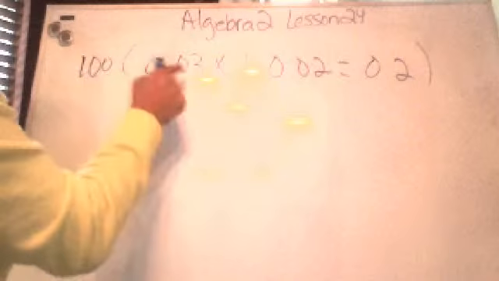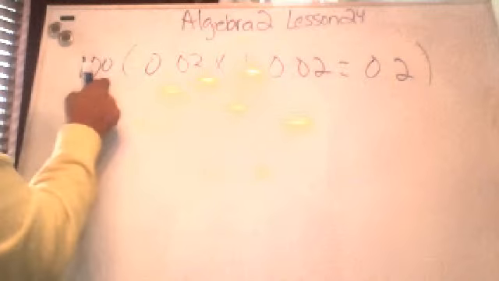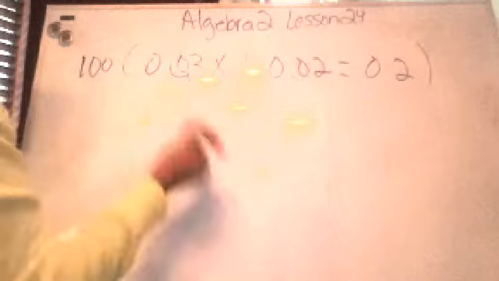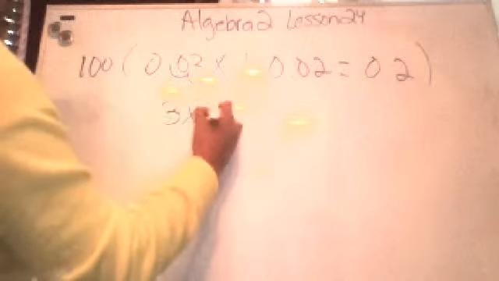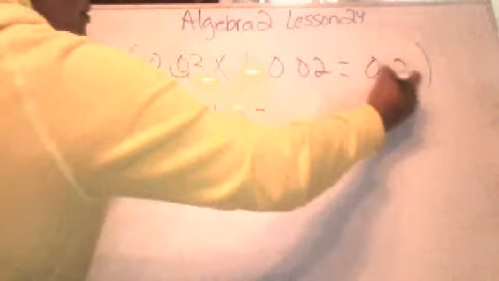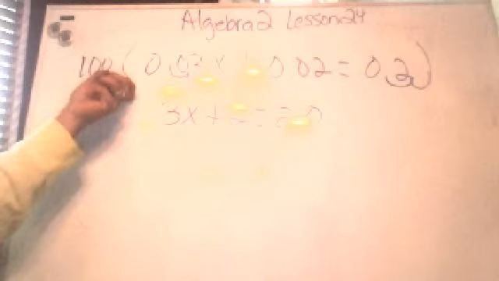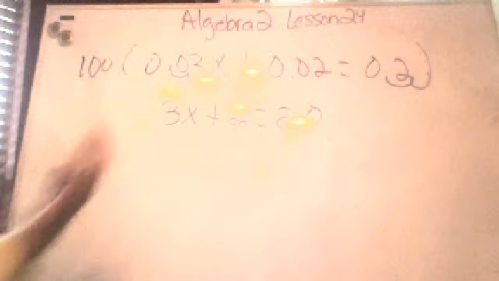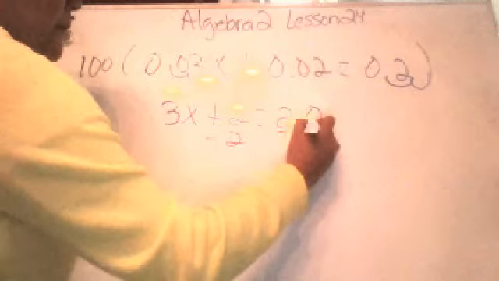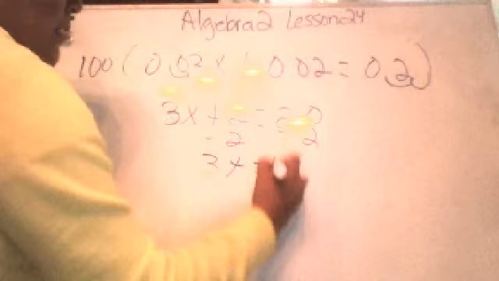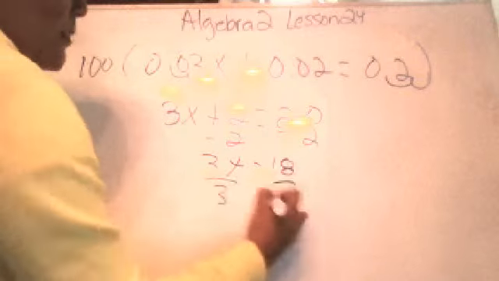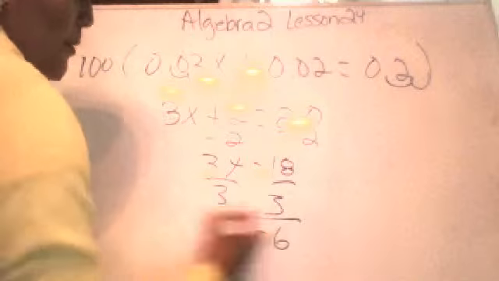So what's 100 times 0.03? There's two zeros in 100. You simply move the decimal place over two places. So it's 3x plus 2 equals 20. Now, isn't that easier to solve than trying to deal with decimals? I mean, I can do decimals. You should know how to add, subtract, multiply and divide. But I would rather do whole numbers. Subtract 2. 3x equals 18, divide by 3, x equals 6.